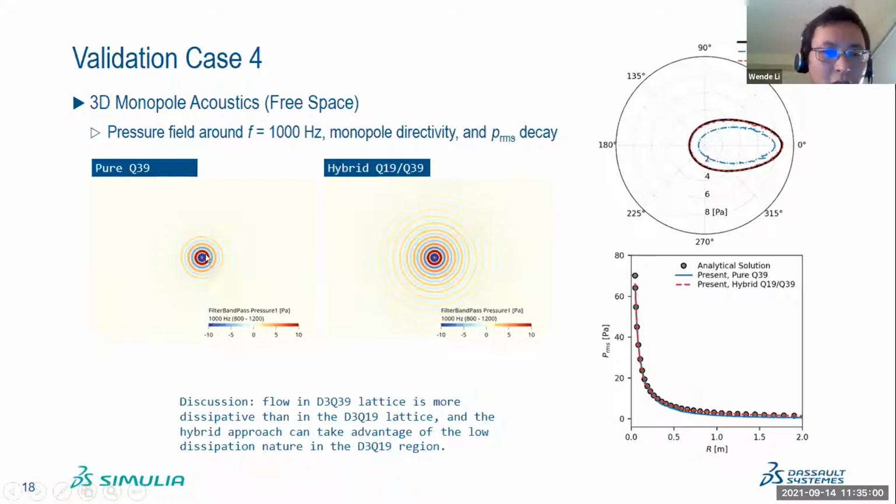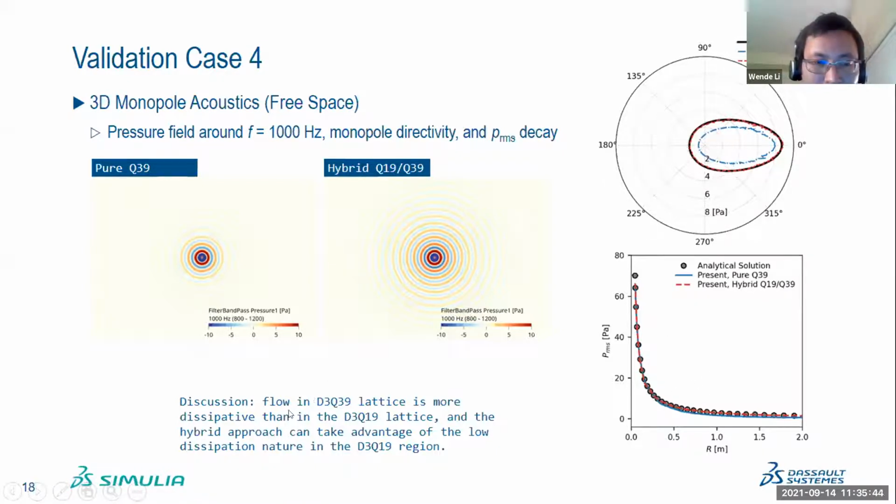We can see from the pressure field that the D3Q39 lattice has more dissipative features compared with the hybrid, because most of the regions are the Q19 regions. And from the monopole directivity, we can see that the hybrid lattice matches better with the analytical solution. If we put several probes here to see the decay of the PRMS values, because this is just 1 over R, if we are far from the monopole, the pressure will decay. We can see also that the hybrid lattice matches better with the analytical decay.